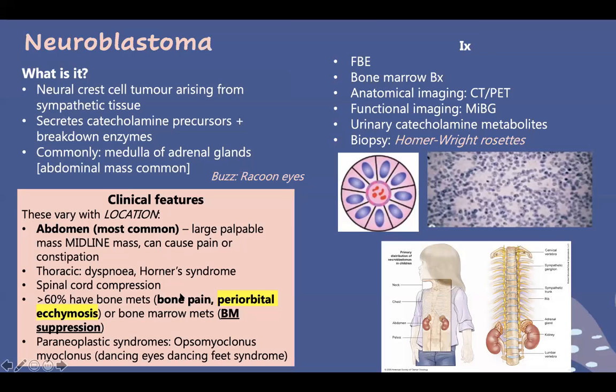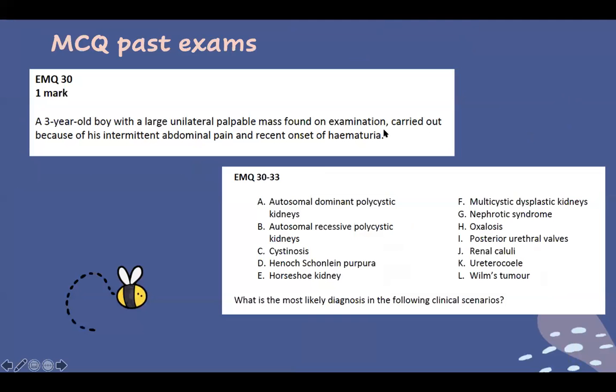60% have bone mets, and that's why you have these periorbital ecchymosis, because it's actually metastasized to those bones. And bone marrow mets means you have bone marrow suppression. And these are just some other little buzzwords that I have not seen come up yet, but it's there for you guys. Okay, 3-year-old boy, large unilateral abdominal mass, and then recent onset hematuria.